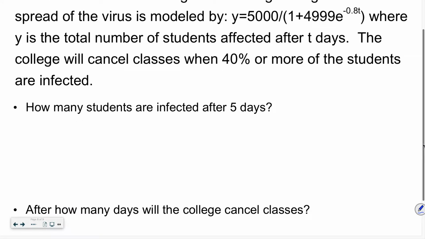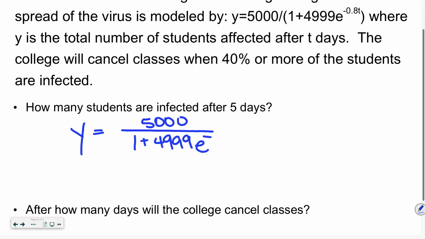So, how many students are infected after 5 days? Well, if Y equals 5,000 divided by 1 plus 4999 e to the negative 0.8t, what do we want to do after 5 days? What do we do with 5? Plug in for Y? Plug in for t?